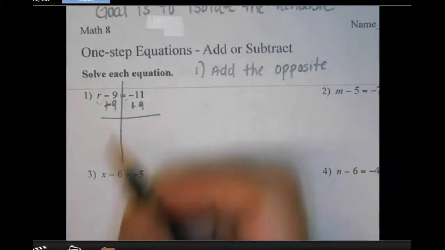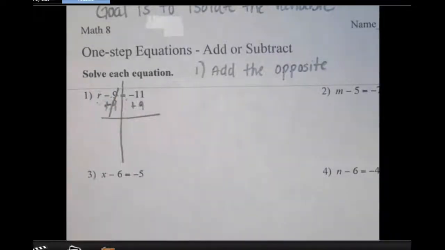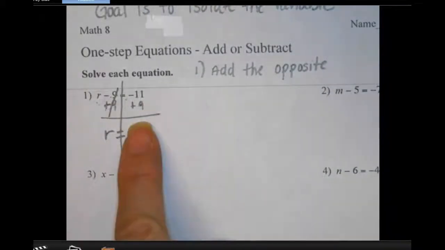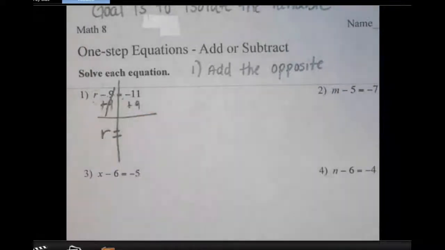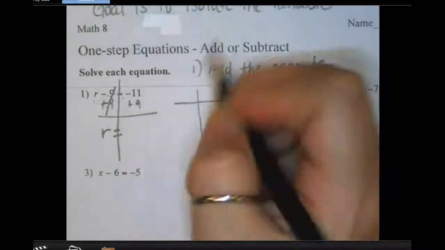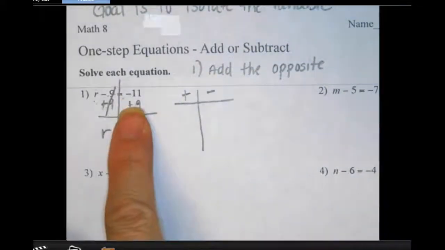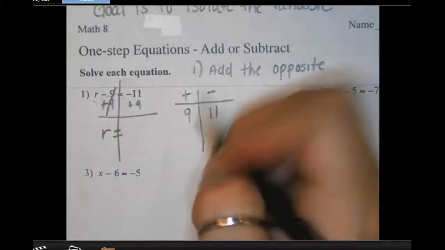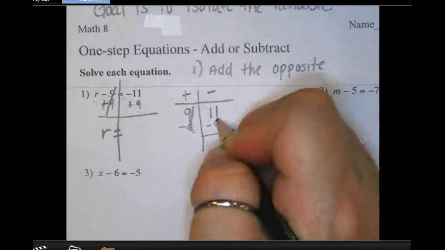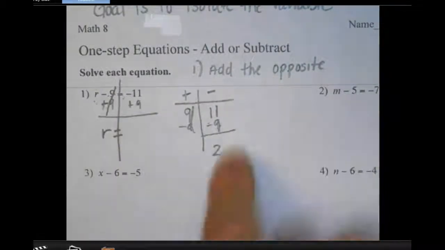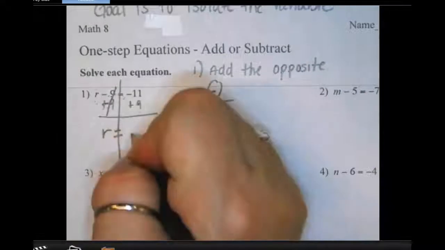Okay? So negative 9 plus 9 becomes 0, and I bring down my r and my equal sign. My 0 becomes 0. 0 is a non-number, so I don't need to write it. I'm going to use that column method that we started with our integers. Here's my plus and here's my minus, right? This is a negative 11, so I'm going to put this over here. This is a positive 9. I'm going to bring it over here. What number is smaller? So I'm going to subtract 9, right? 11 minus 9 is what? 2, right? What side is it on? So that means my answer is going to be negative 2.